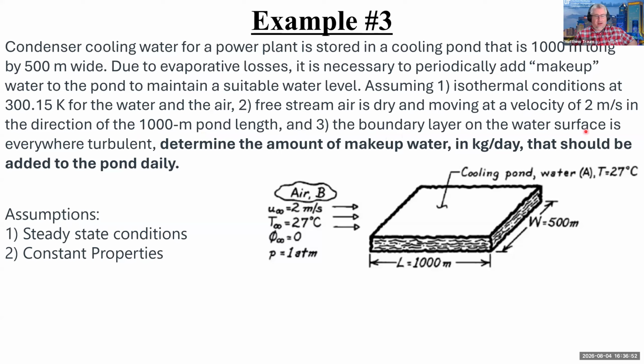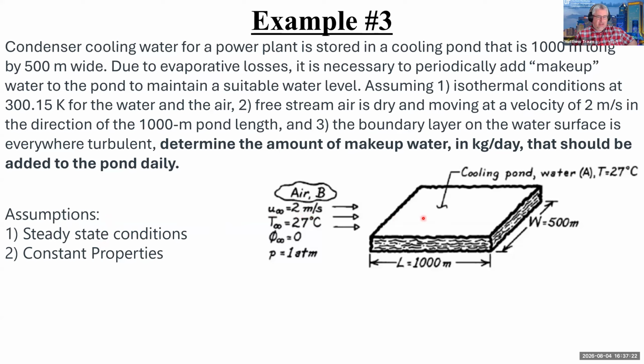So that's an important piece of information. The fluid is basically tripped to turbulence somehow at the leading edge of this pond. And so we're going to end up using turbulent correlations for the entire length of the pond, not a laminar to turbulent transition. Okay, so we're asked to determine the amount of makeup water in kilograms per day that should be added to the pond daily. Yeah, there we go.